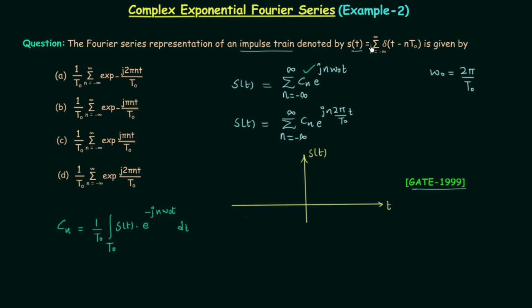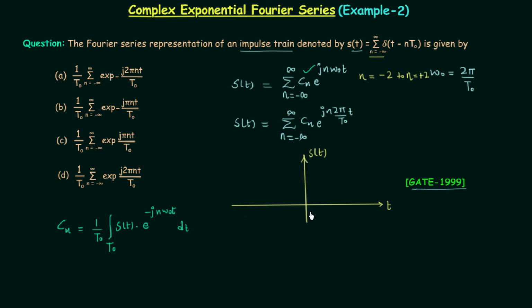s(t) is equal to summation n equal to minus infinity to infinity. n is an integer and it is ranging from minus infinity to infinity. But to have a clear idea of the fundamental time period t naught, it is sufficient to plot the waveform from n equal to minus 2 to n equal to plus 2. n equal to 0 is there in this range, so we will first plot the waveform when n is equal to 0. You can see s(t) will be equal to delta(t).